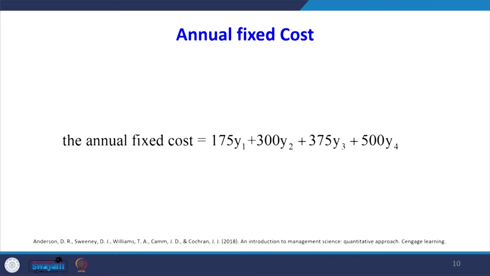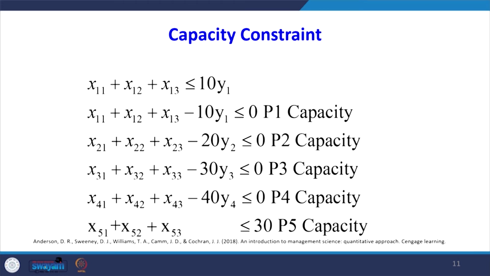Now, the annual fixed cost is given. So, 175y1, 300y2, 375y3 and 500y4. We have already discussed the transportation cost. Now there is a fixed cost also. Now we will write the capacity constraints.